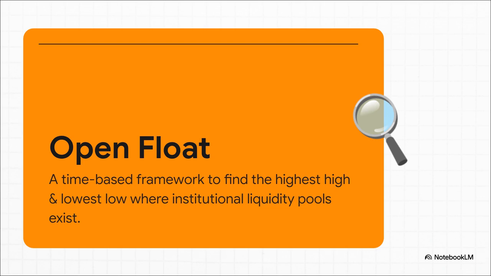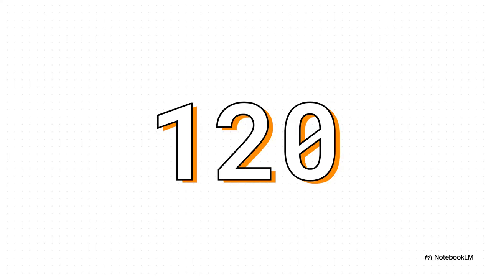So what is open float really? At its core, it's a framework based on time. It's a system, a way to pinpoint the highest high and the lowest low, where those big, juicy, institutional liquidity pools are probably sitting. And let's be clear, this isn't about a crystal ball or predicting the future. It's about mapping what's happening right now. And the magic number for this map? It's 120 trading days. Yeah, that's the specific window the big institutions use to frame everything. And now, we're going to break down exactly how to build this frame for yourself.